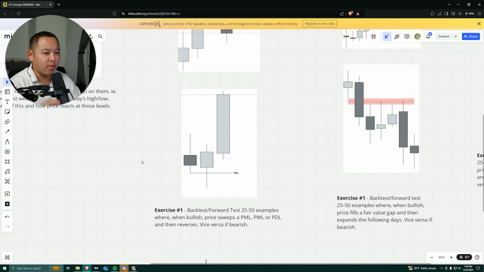So when you're thinking about building your expertise when it comes to liquidity, only focus on liquidity. Focus on previous monthly highs, lows, previous weekly highs and lows, and previous daily highs and lows, and just watch price, how it responds at those levels. You can do this for months on end, and this is what you should be doing.